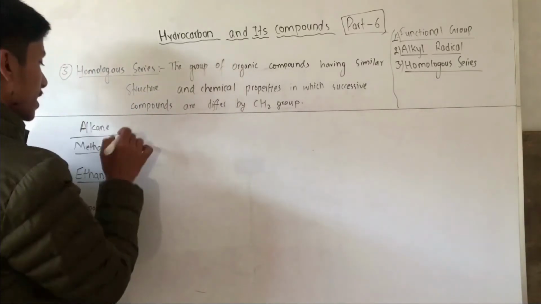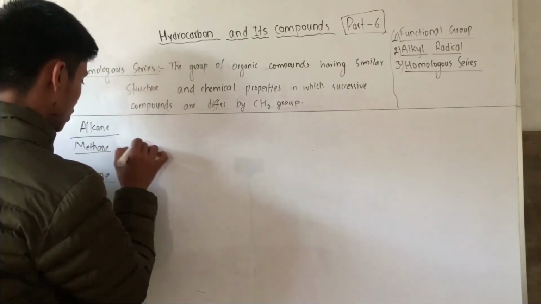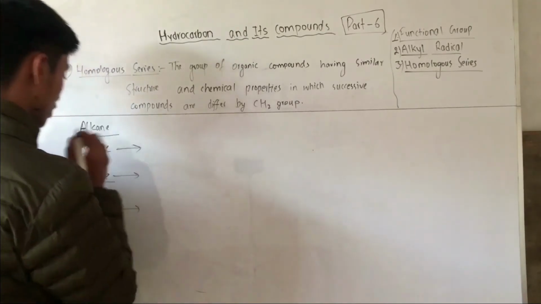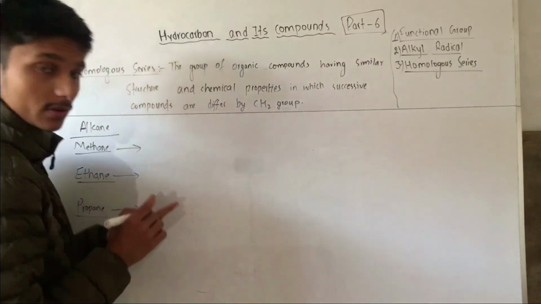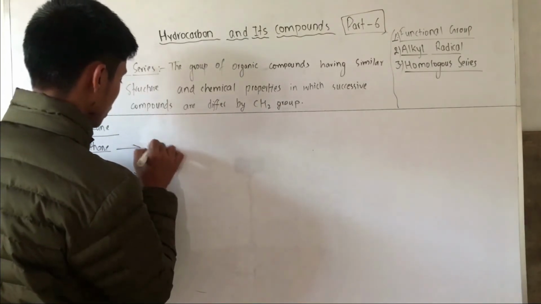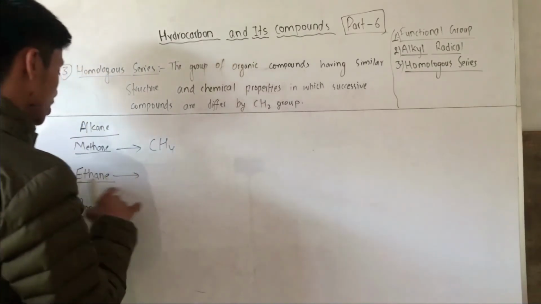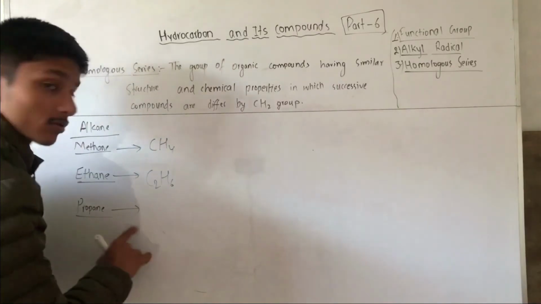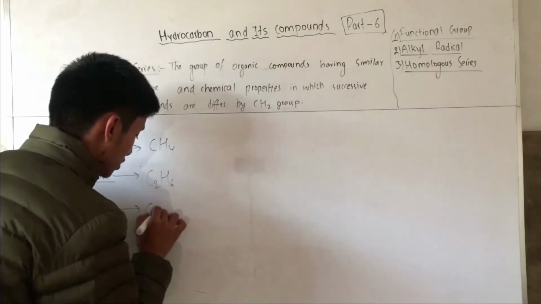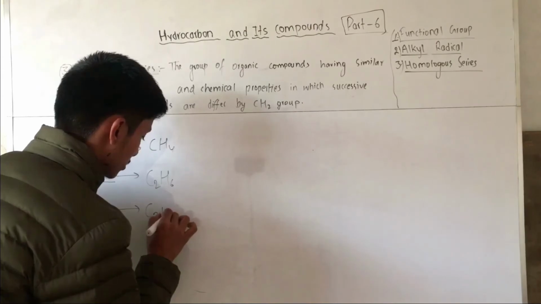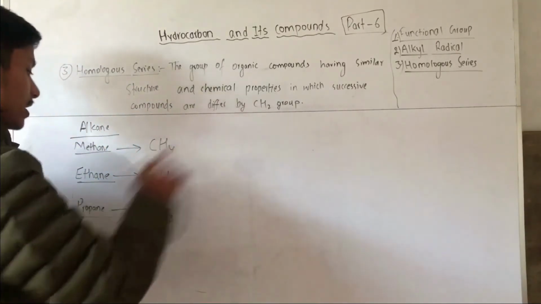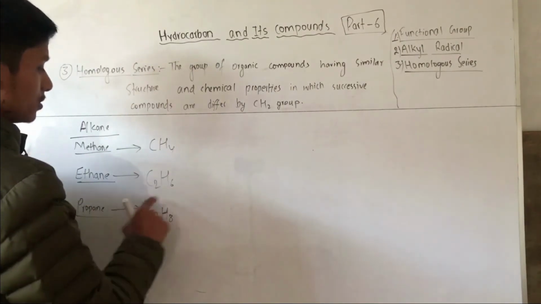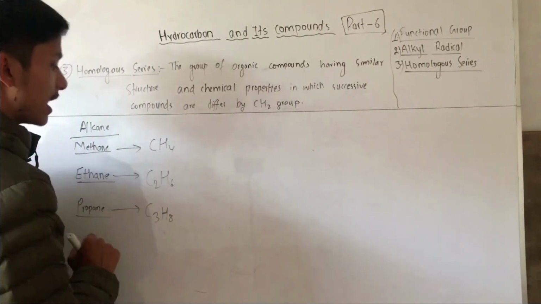Okay, and here we see its molecular formula. What is its molecular formula? Methane is CH4, ethane is C2H6, and propane is C3H8. So the molecular formulas are CH4, C2H6, C3H8.